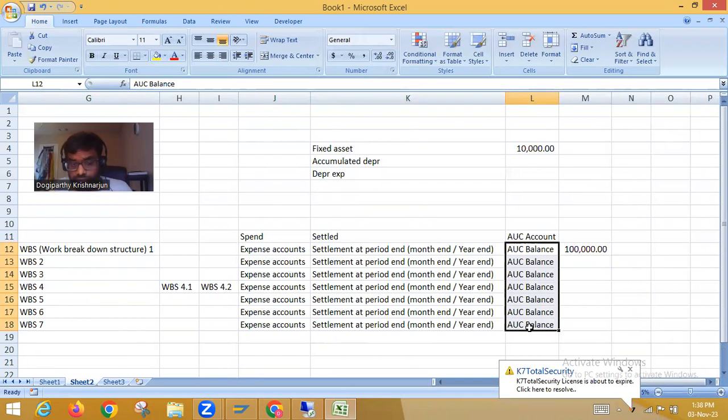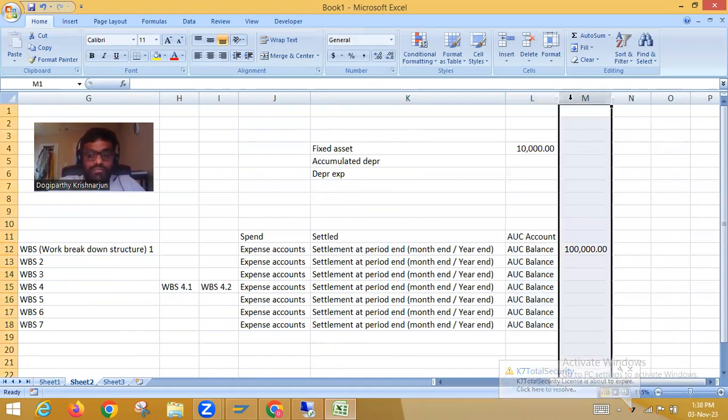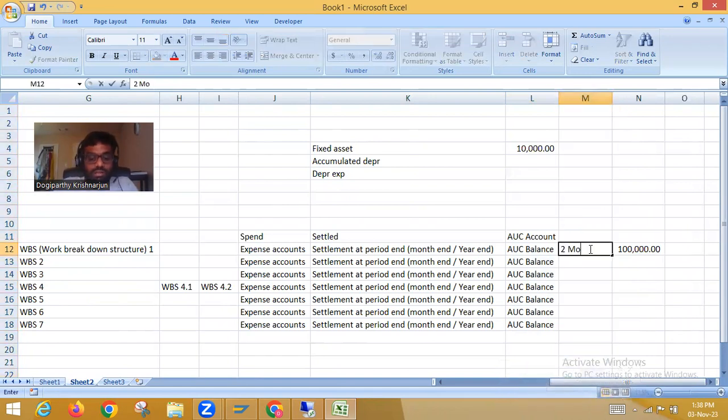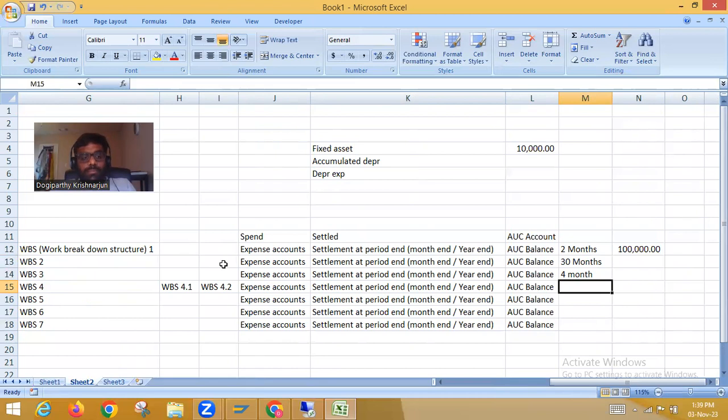So there are certain guidelines that they have to follow as per the reporting standards applicable in the company or the country, about the duration and balance levels a company can keep in the asset under construction accounts. So for this work breakdown structure, if the timeline is fixed as 2 months, 3 months, 30 months, etc., based on the complexity, then after this time frame is achieved, and the work breakdown structure building is completely achieved, the balance is settled from the work breakdown structure to asset under construction.